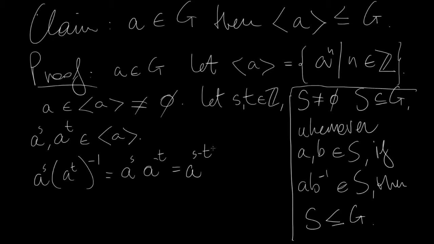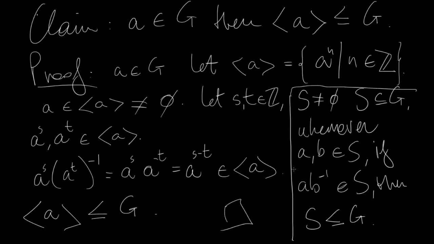S and T are integers, and we know that integers are closed under subtractions, or more formally under addition. So S plus minus T is an integer. This is an integer. In the set, there are only elements in the form A raised to the power of an integer, like we have it here. So this is indeed an element of the set. So we proved that the set of powers of A is indeed a subgroup of G. Okay, and we are done.